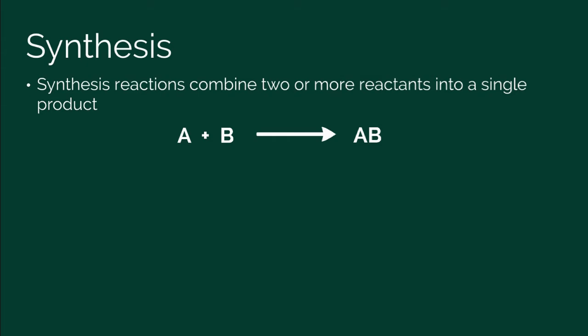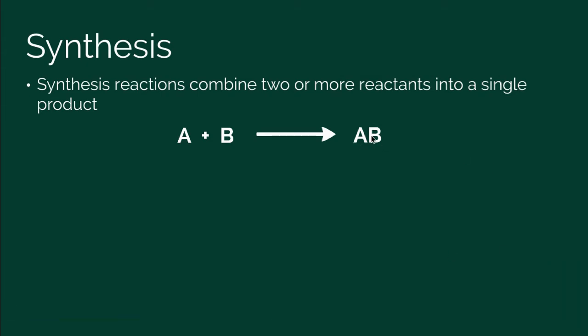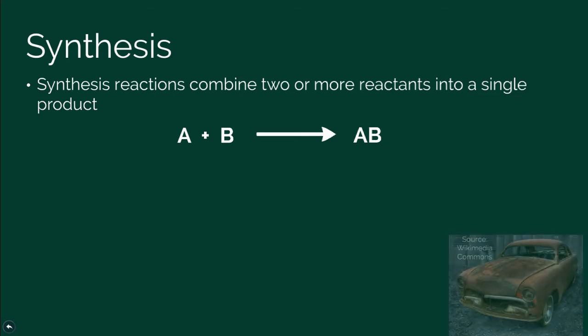Now, notice that in this case, AB is a bonded compound. These two elements or substances are bonded chemically. We've created new bonds between them, and they're being held together. So this is just the general format that these will take. So it's what you look for in synthesis reactions. Let's actually take this and put it into a real example.